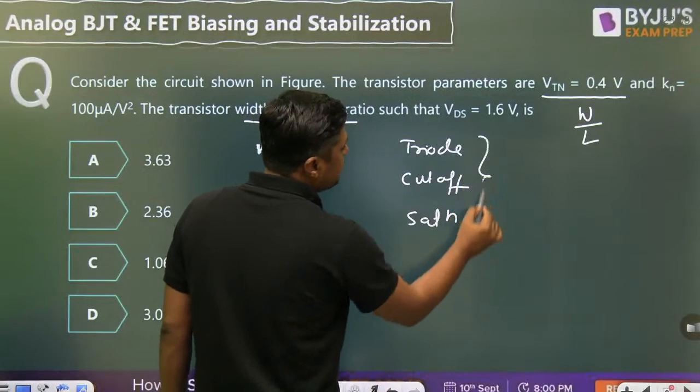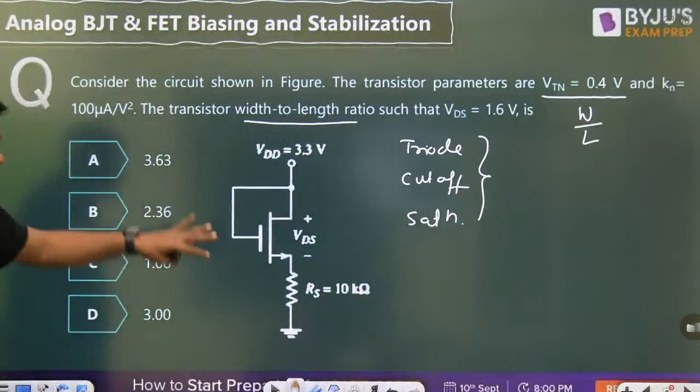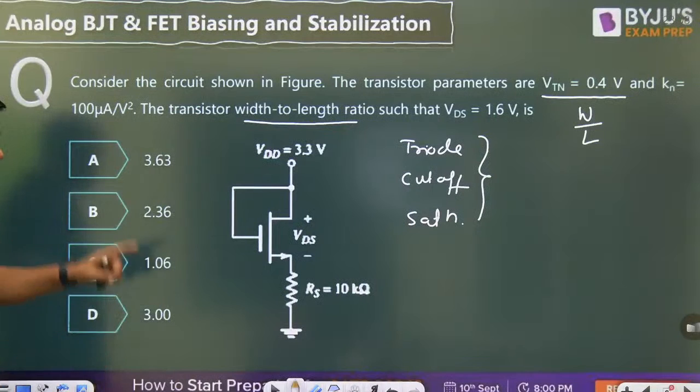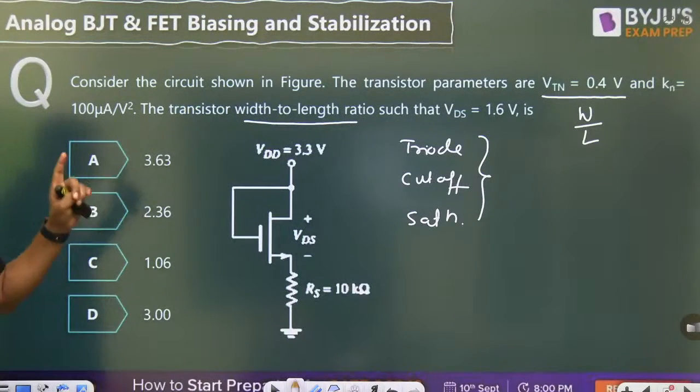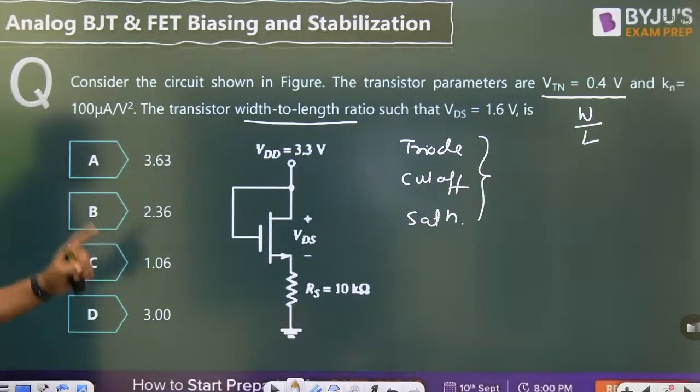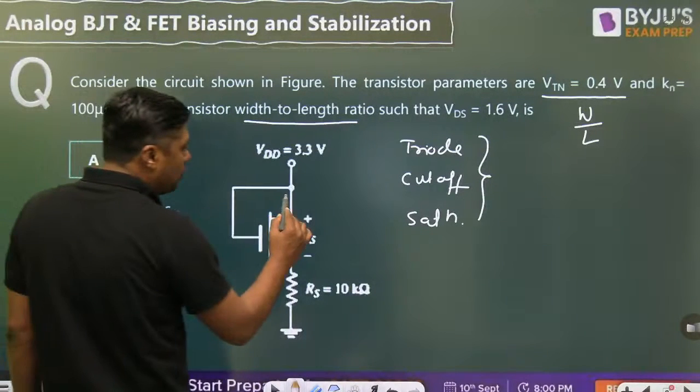That is called biasing. By simply looking at this diagram, first of all we have to decide whether the MOSFET is in triode, cutoff, or saturation. Once we have an idea about the transistor, then we can solve. We can find the value of the current here.